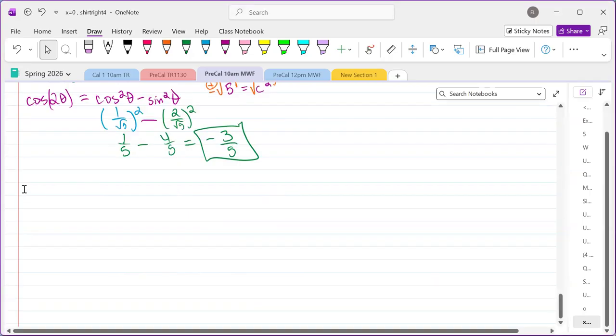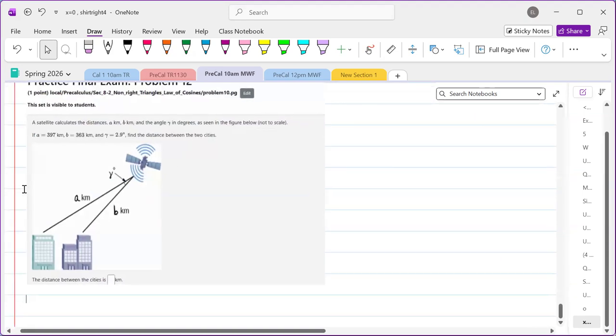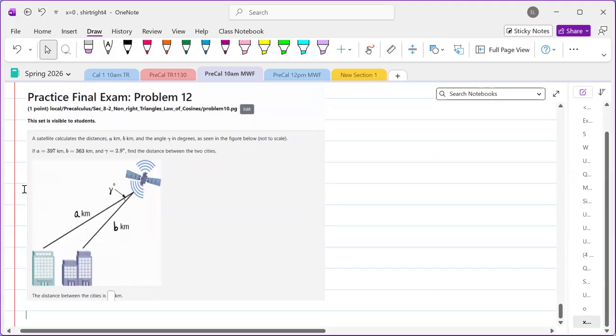All right, problem 12 is a little word problem. So a satellite calculates the distances A kilometers, B kilometers, and the angle gamma in degrees as seen in the figure below, not to scale. If A is 397 kilometers, B is 363 kilometers, and gamma is 2.9 degrees, find the distance between the two cities.